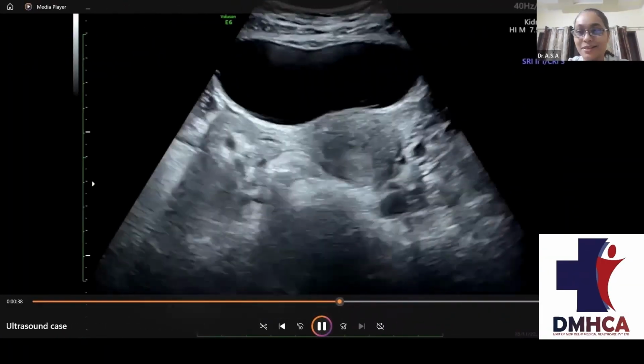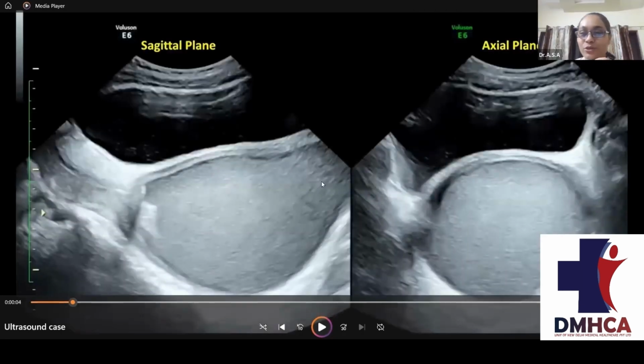Look at the case and answer me. What do you think it is? Anyone? Endometrium. Okay. What else? There was a clot in the endometrium. I have paused it. What do you see on the screen? Anyone who can explain to me? Don't be afraid.